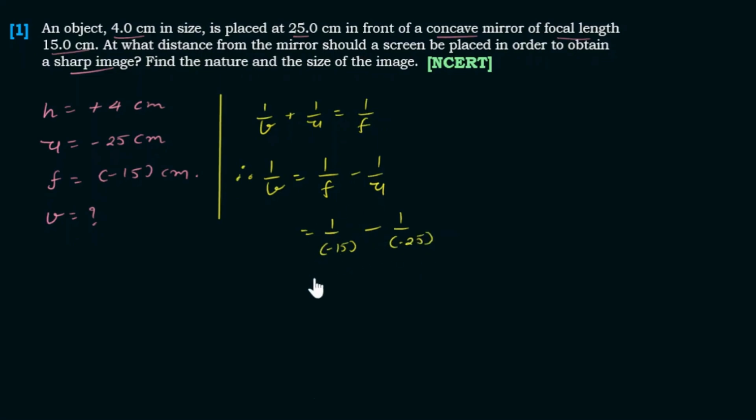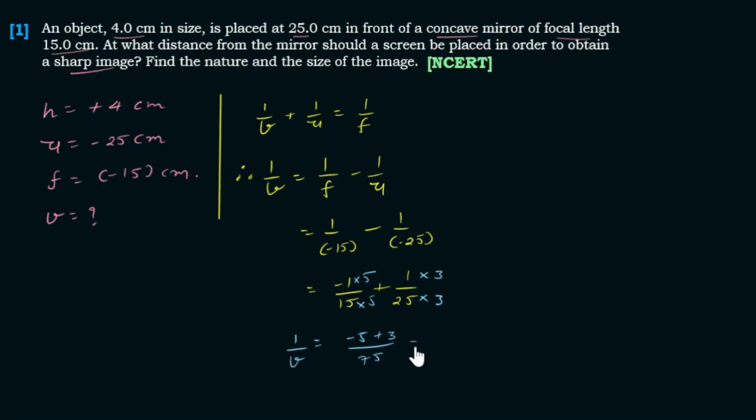Now let us take this minus outside, so it can be written as minus 1 upon 15, and this minus and minus will become plus, so it is 1 by 25. Now the LCM of 15 and 25 is 75. So to make it 75, we have to multiply it with 5. Similarly, we have to multiply the numerator with 5. And here to make it 75, we have to multiply it with 3. And similarly, we have to multiply the numerator with 3. So the answer will be minus 5 plus 3 divided by 75. That is our 1 by V.